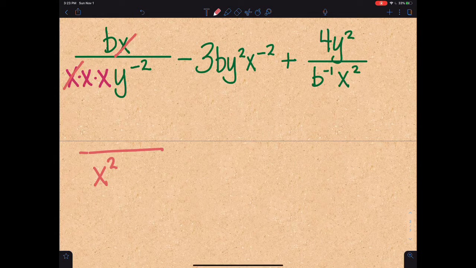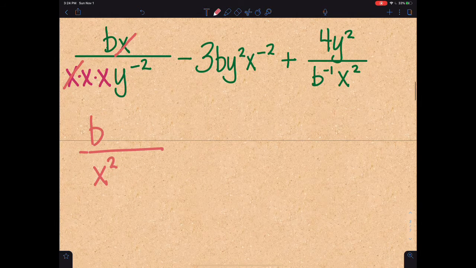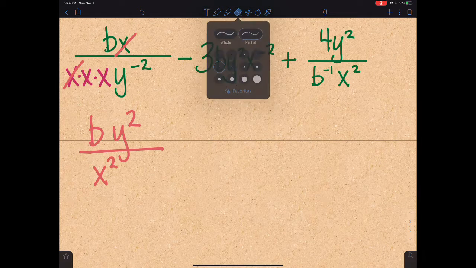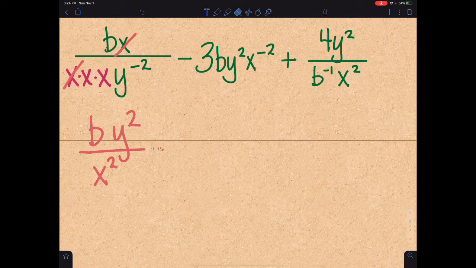Okay, now let's deal with the b. I'll just write the b. It already has a positive exponent, which is 1, so that's fine. Then I'm going to deal with this y. And the y, I'm going to make it a positive exponent and put it on top. Now I notice I made that line too big, so let's fix that.